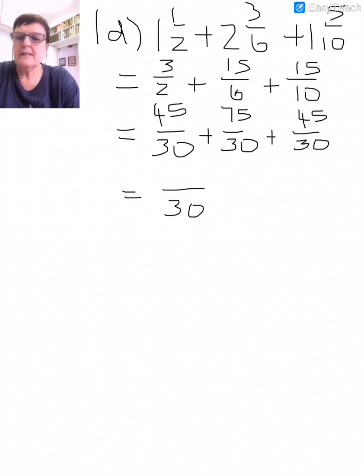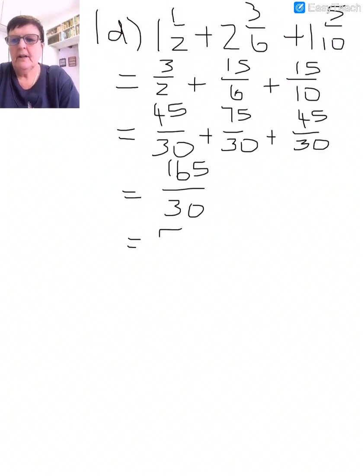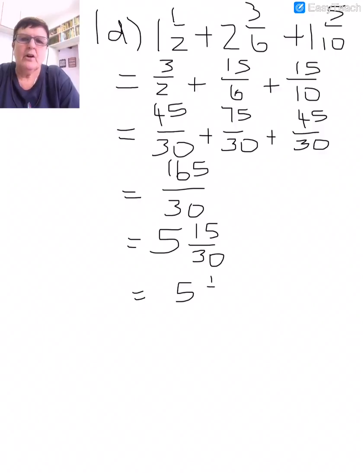45 plus 75 plus 45 gives me 165. I now need to see how many times 30 can go into 165, which is 5 times and 15 remaining over 30. And then I need to simplify that to 5.5.